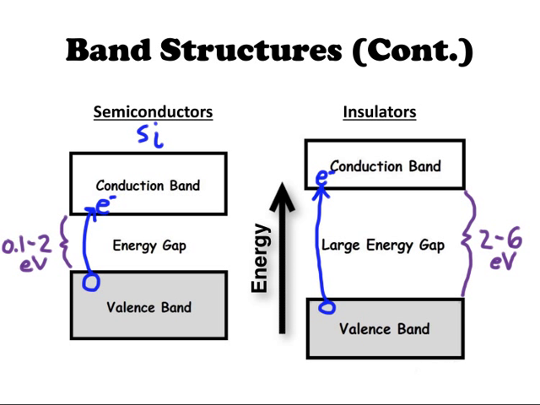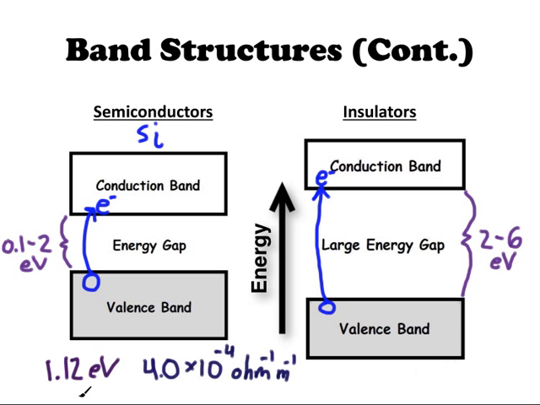Silicon has an energy gap of 1.12 electron volts with a conductivity of 4 times 10 to the negative 4 inverse ohm inverse meter. A good example for an insulator might be carbon in its diamond form. Carbon has a 5.5 electron volt energy gap and a conductivity of somewhere around 10 to the negative 17th inverse ohm inverse meter.